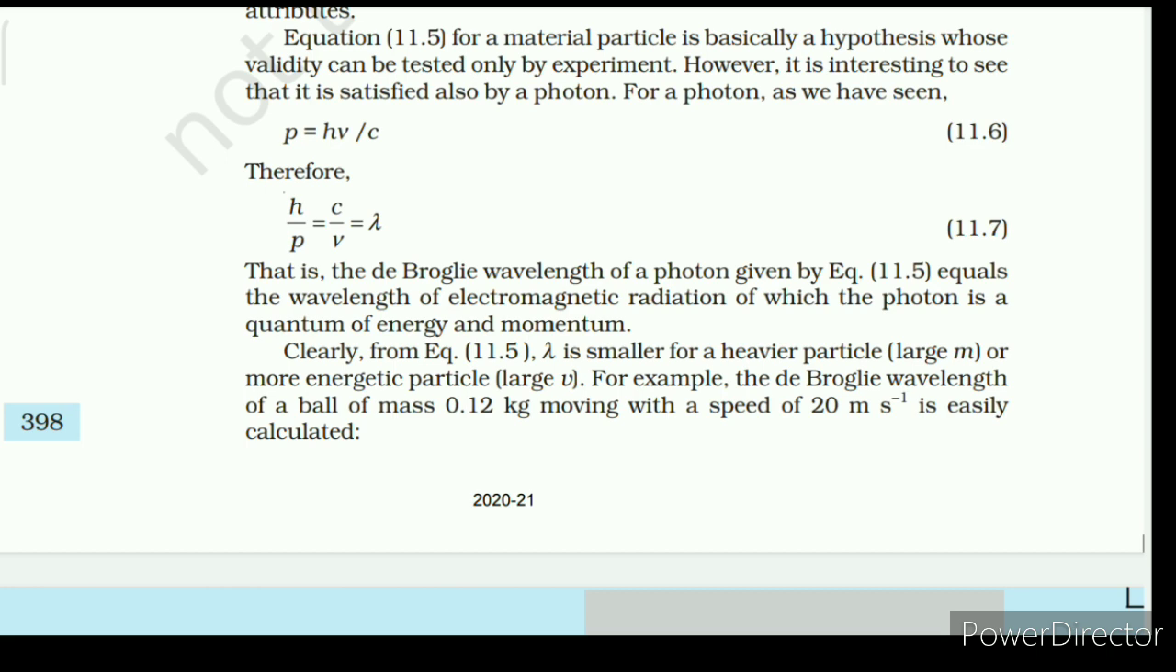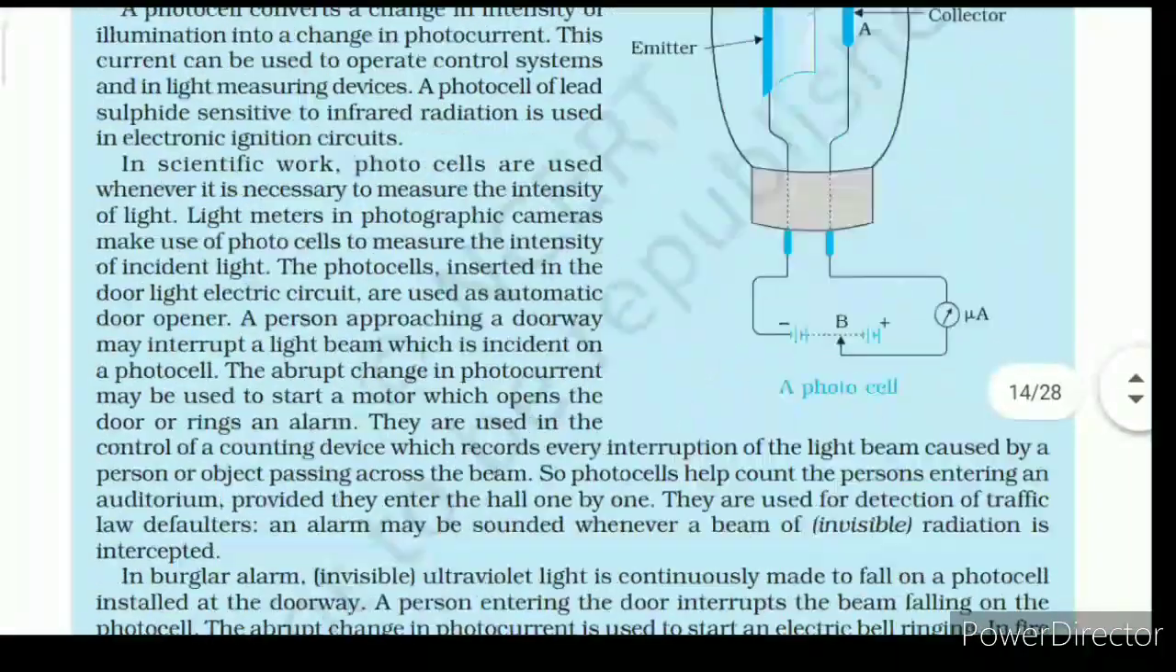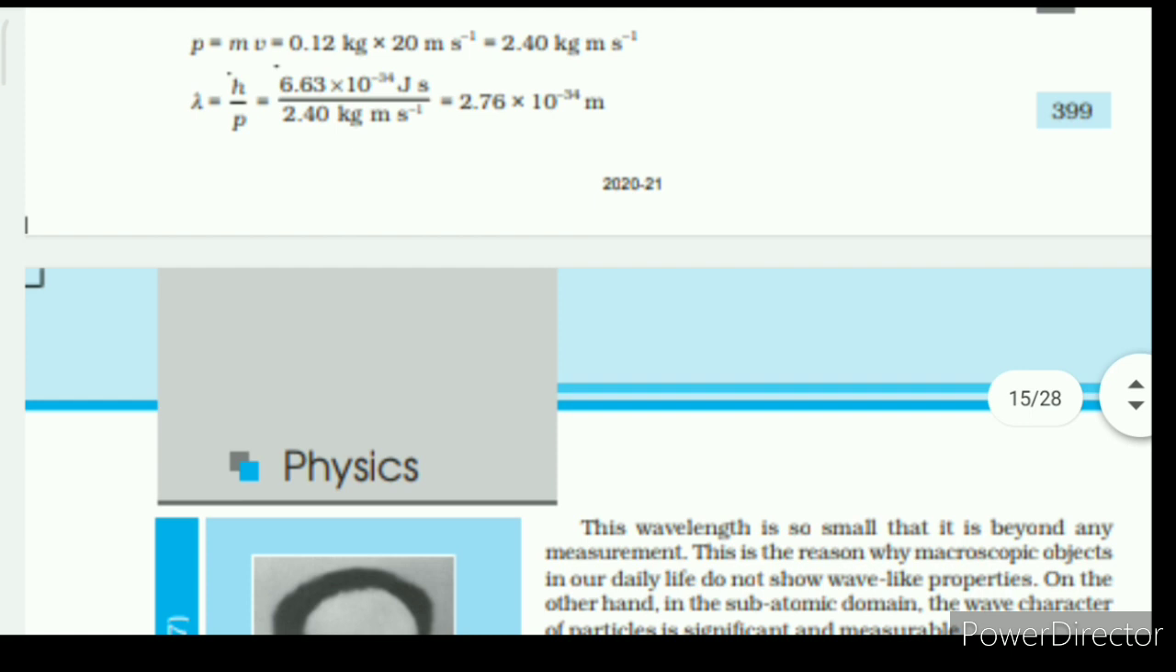Substituting the numerical values of h, m, e, we get lambda = 1.227/square root of V nanometer, where V is the magnitude of accelerating potential in volts. For 120 volt accelerating potential, equation 11.11 gives lambda = 0.112 nanometer. This wavelength is of the same order as the spacing between the atomic planes in crystals. This suggests that the matter waves associated with an electron could be verified by crystal diffraction.